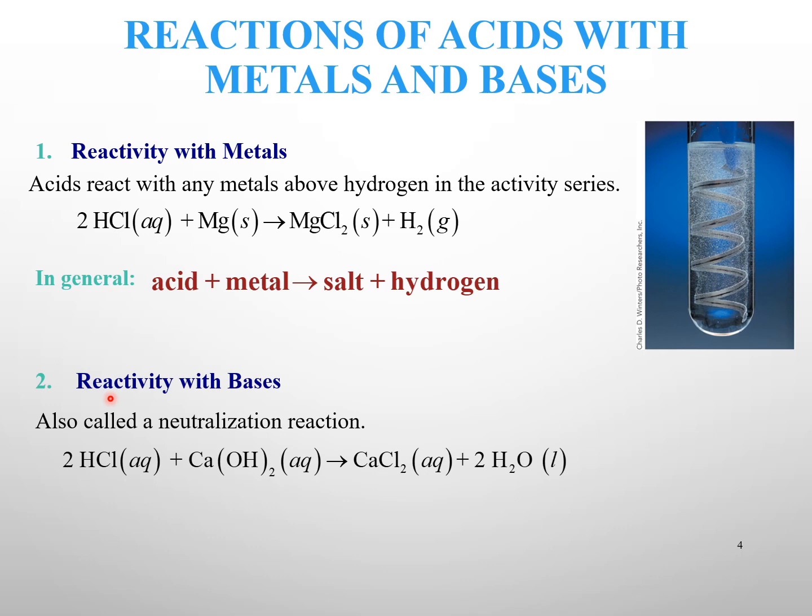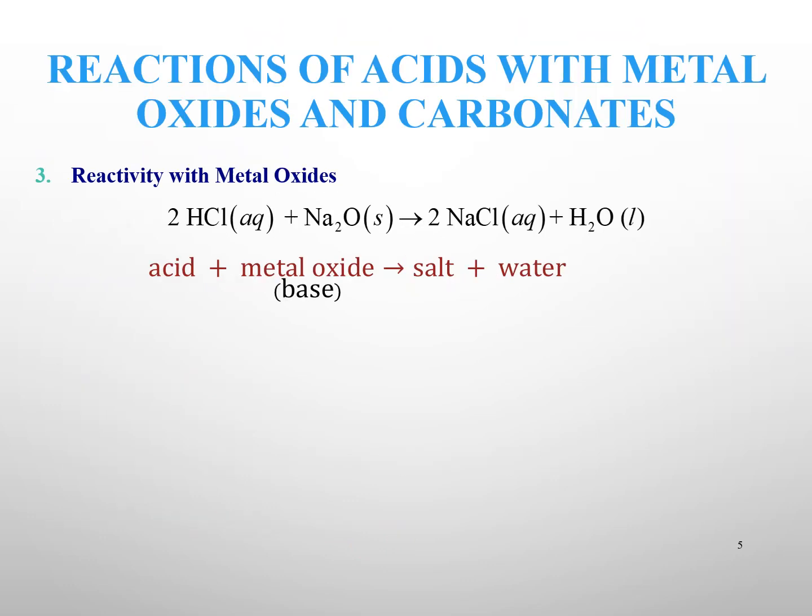On the other hand, acid can react with base. This is called a neutralization reaction, where you have an acid reacting with a base, you make a salt and water. So in general, acid plus base equals salt plus water. Next, we can talk about the reactivity of metal oxides with acids. So if you have an acid plus a metal oxide that is considered a base, it can produce salt and water as well.